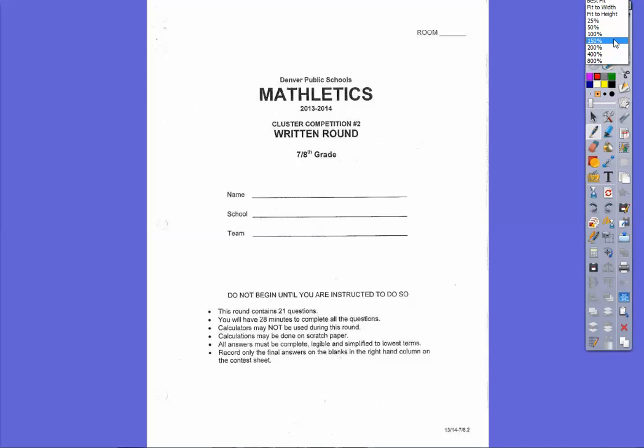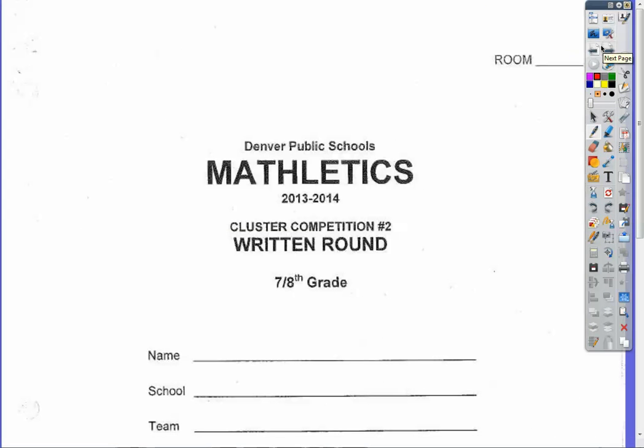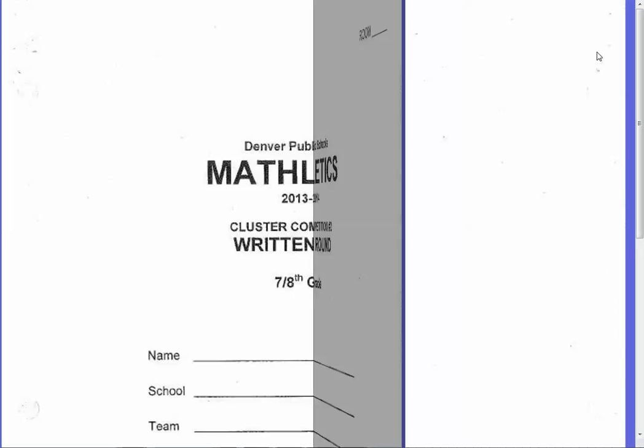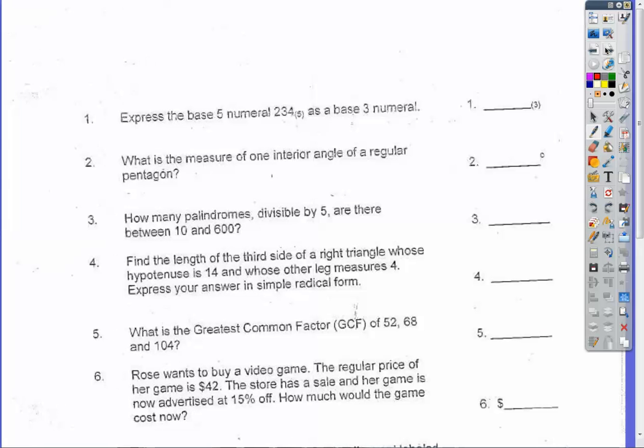So this is Competition 2, 2013-2014 written round, page 1. Not the blank page underneath the title page, page 1. Alright, express a base 5 number as a base 3 numeral.